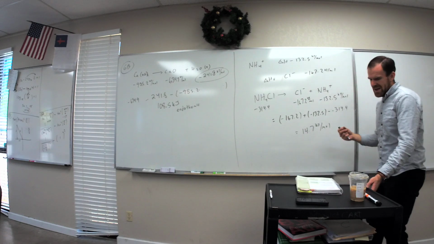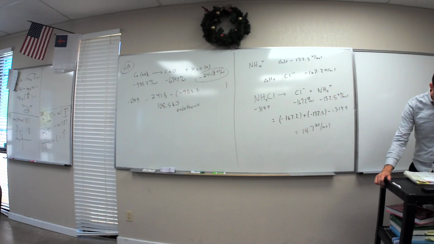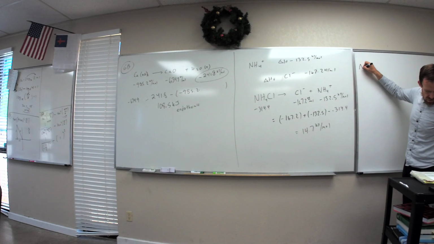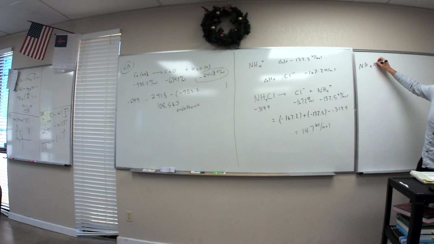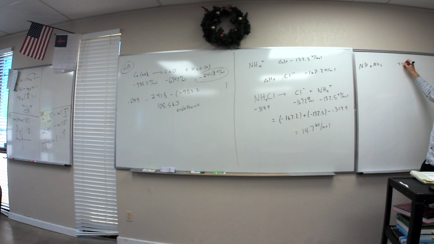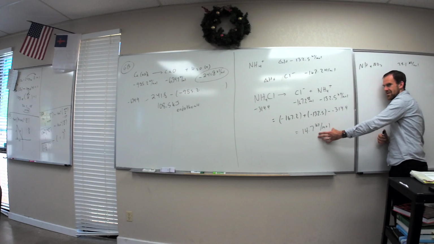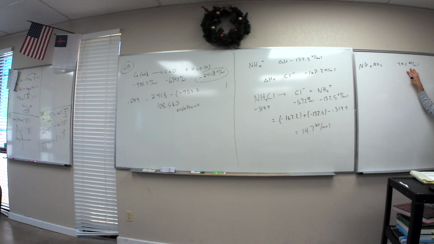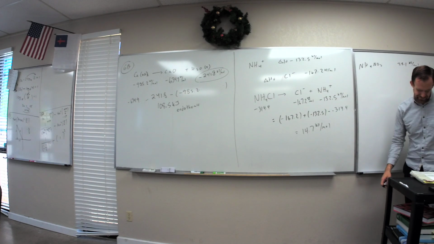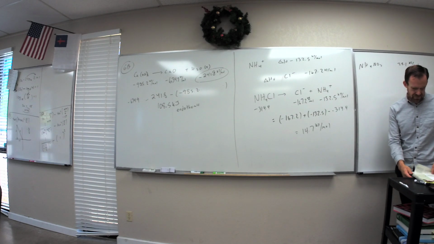So now in number 8, they ask which one's better. And they give you that ammonium nitrate is 28.1 kilojoules per mole. So which one cools better? The one that absorbs less energy or the one that absorbs more energy? More, because then this will cool faster. So that's that.